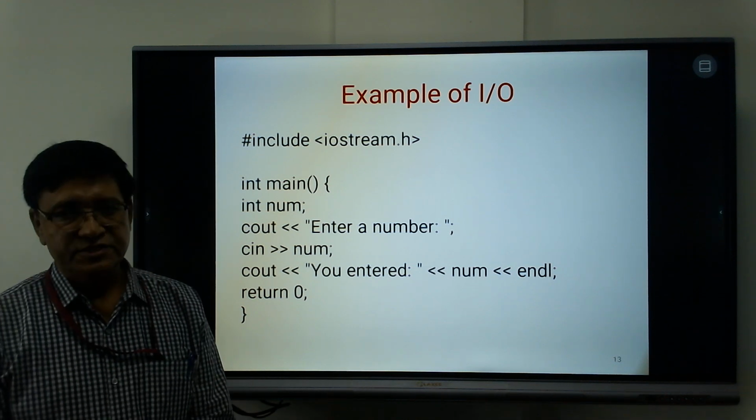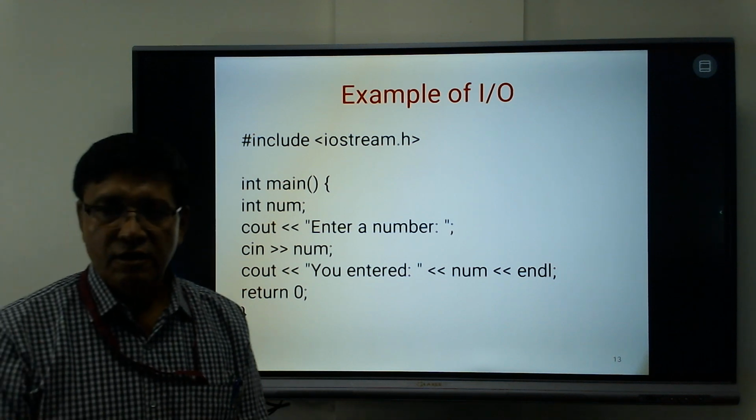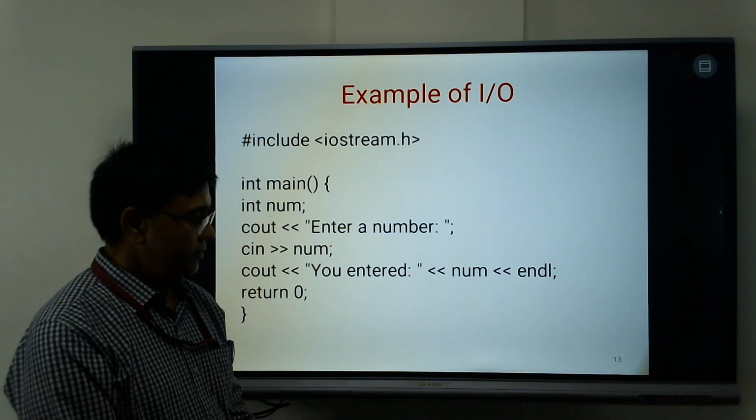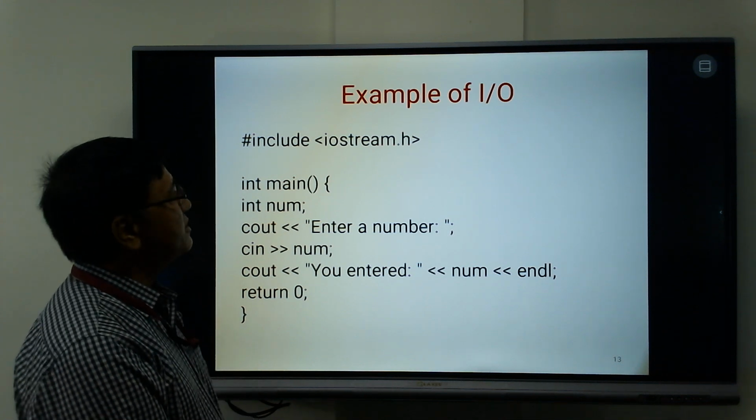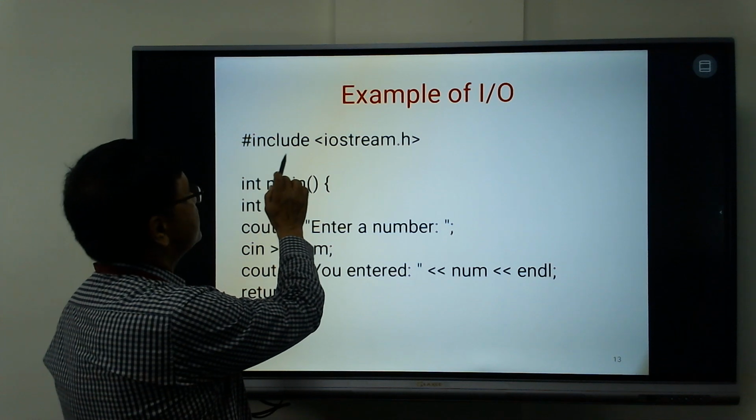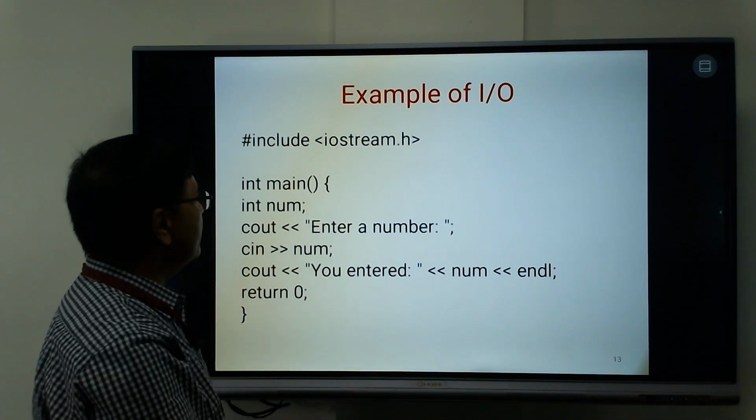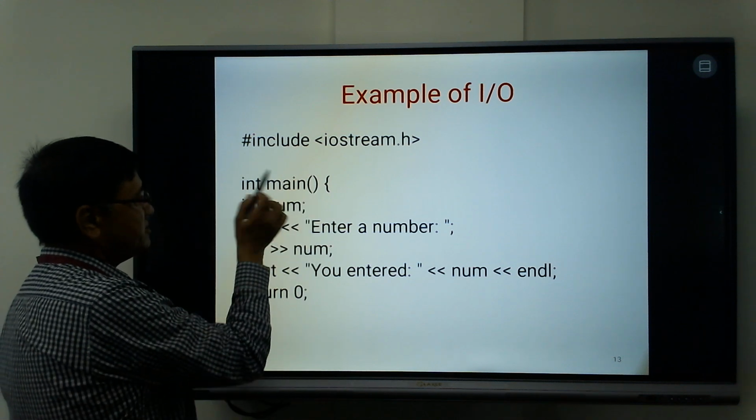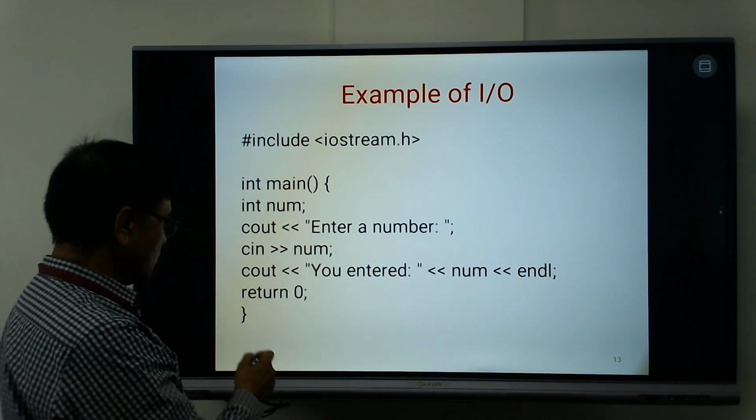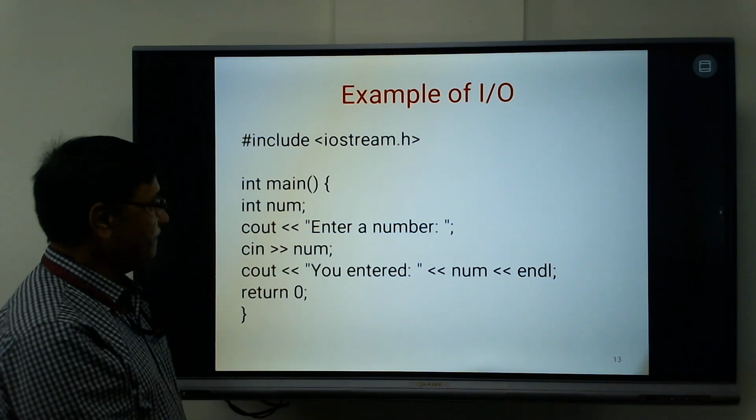Example of IO operations: a program in which I am using the cout statement and the cin statement. Here, #include <iostream.h> is the header file which we are including. Main is the main function; this is the starting of the program, and this is the ending of the program.